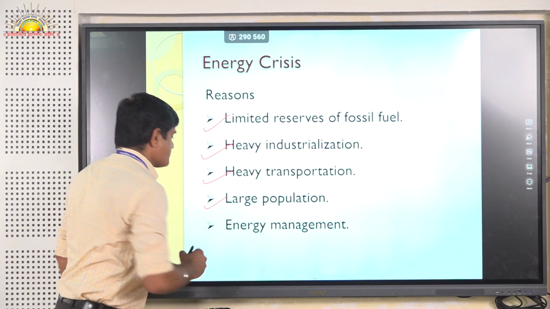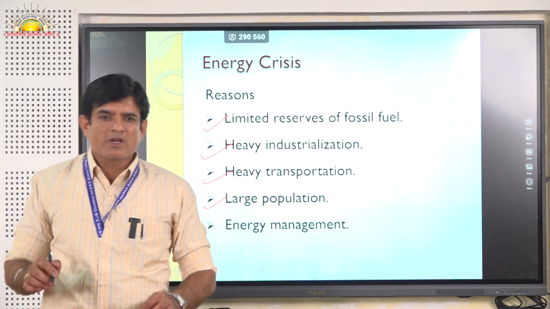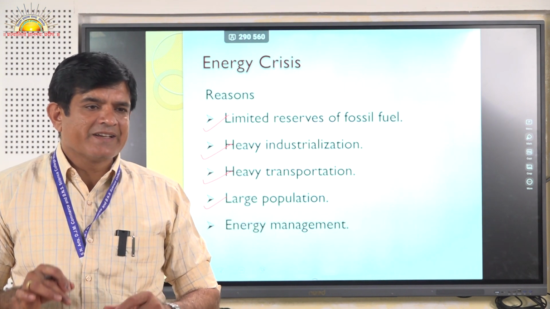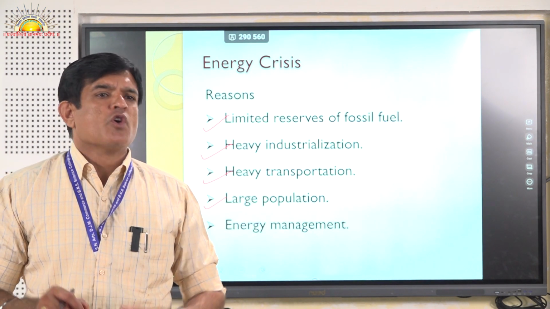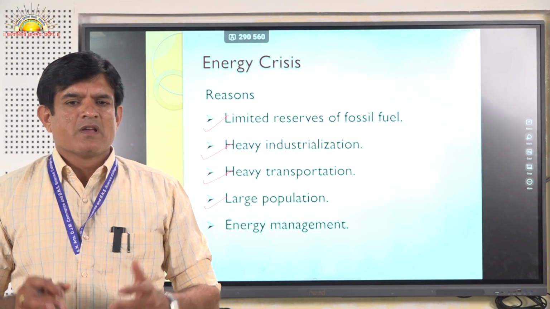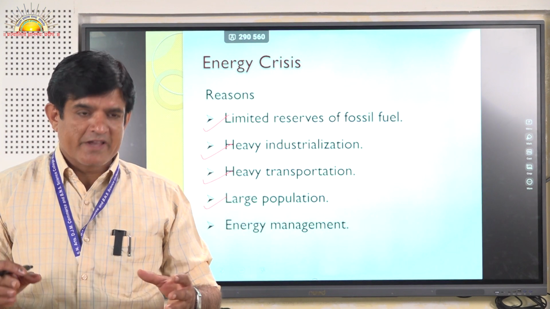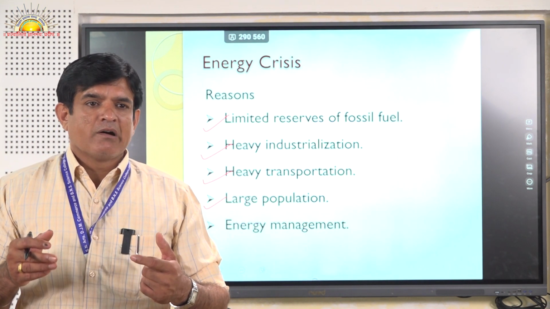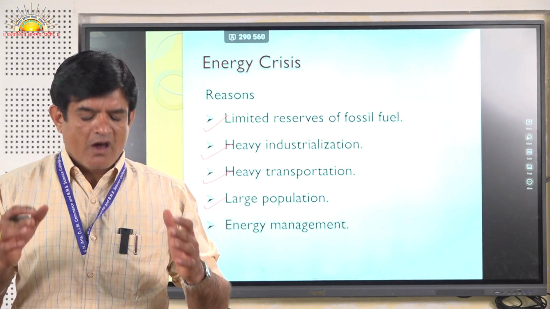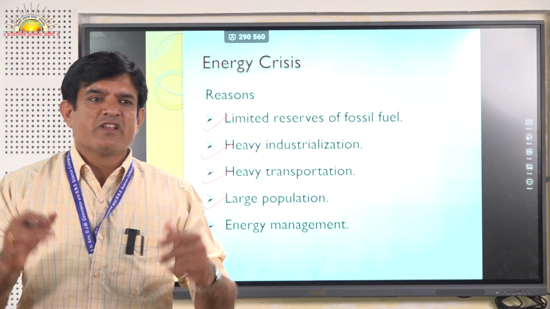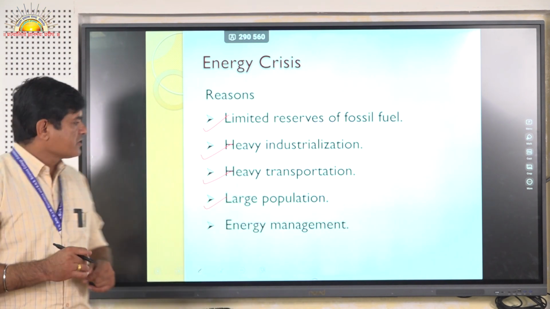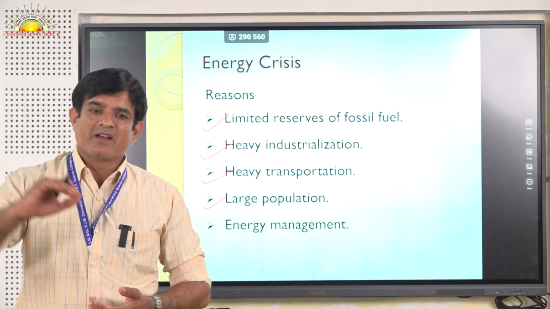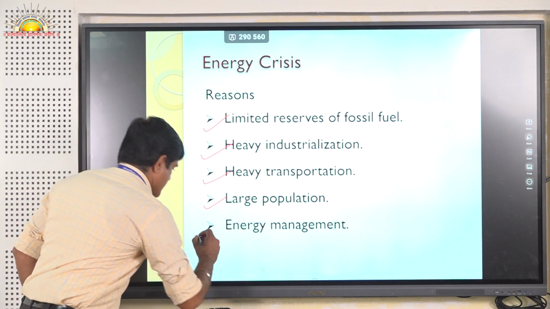Then the second last is large population. Now the world's total population is around 650 crores, and to meet the necessity of electricity for this much population we require a tremendous amount of energy, because technological man uses different technology, say for example mobile, laptop, TV, and as far as our kitchen is concerned, there are a grinder, a cleaner, a washing machine. These all require energy. ACs are there. These all require energy, and therefore as the rate of population goes on increasing, the rate of utilization of energy also goes on increasing.